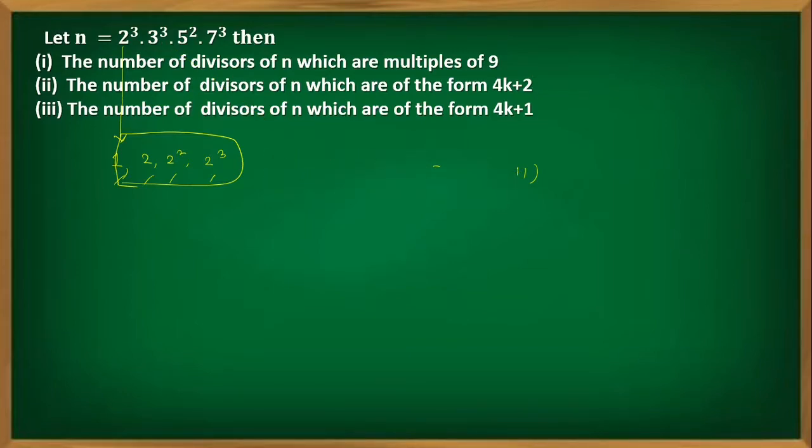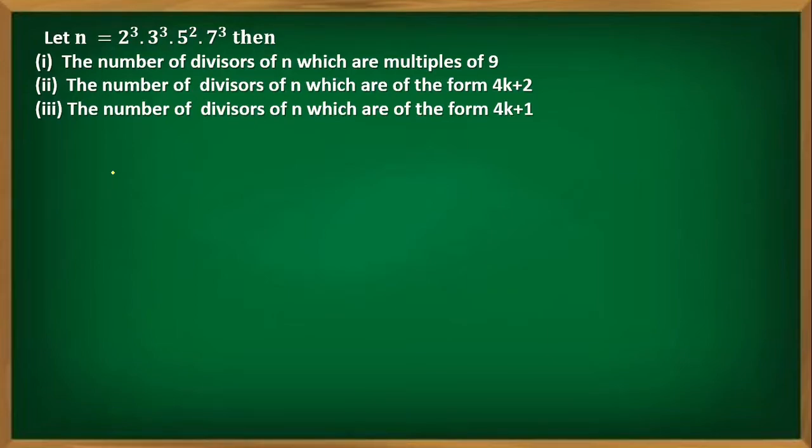But in this case, we want to find how many divisors there are which are multiples of 9. If you want multiples of 9, we must include 3 square in the divisor. So multiples of 9 means multiples of 3 square. So 3 square must be included in our selection, in the combination of the divisors, right?